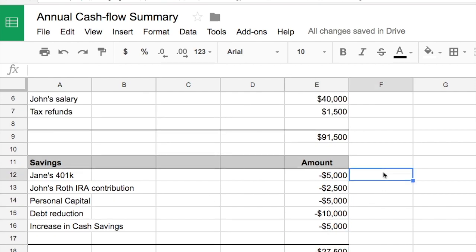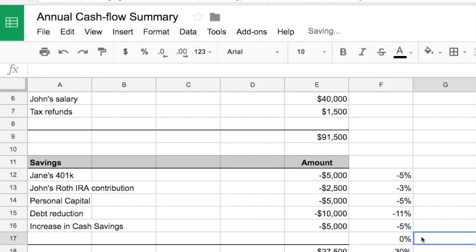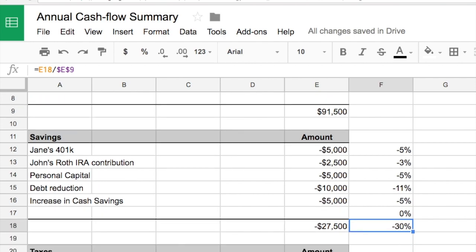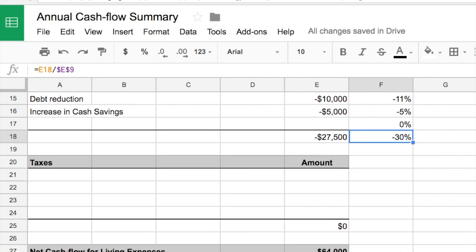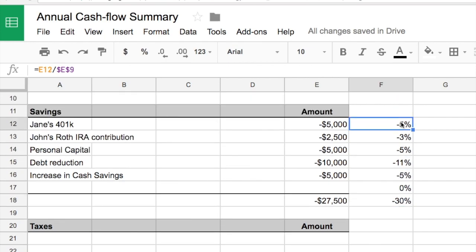And then what I like to do is I like to actually figure out what these percentages are, and so you can see that they save 30% of their gross income. That was before taxes. 30%. That's really, really high and really good. Now, obviously, this is a hypothetical case, but the point is, this is an important thing to track, especially because you can look up here and you can look at your retirement savings. So that's the 401k and the Roth IRA specifically. Personal Capital might be considered retirement as well, depending on what your goals are, etc.